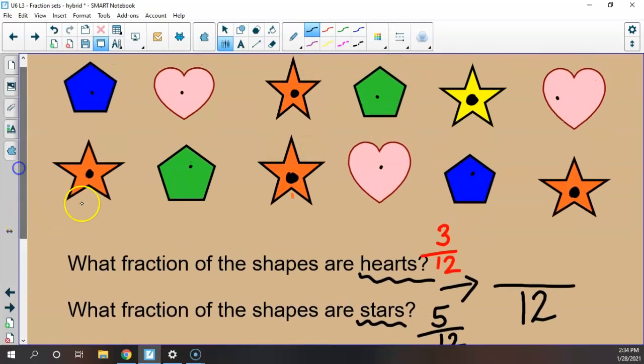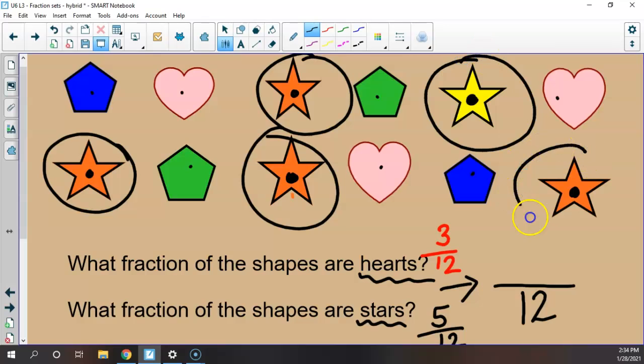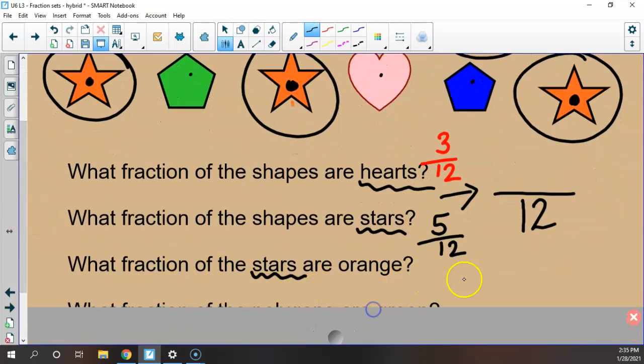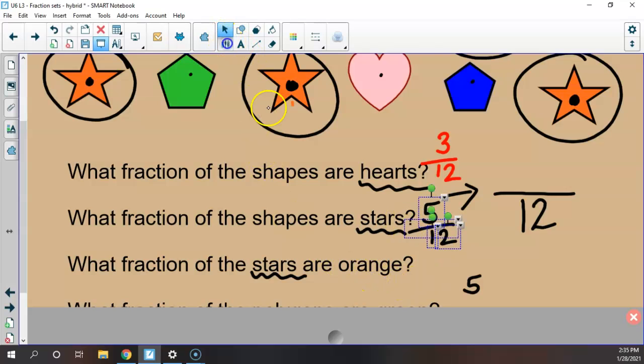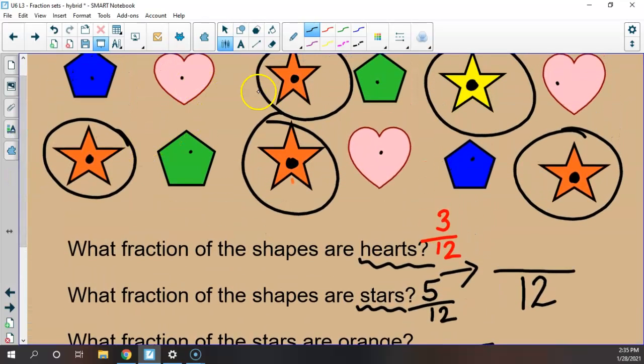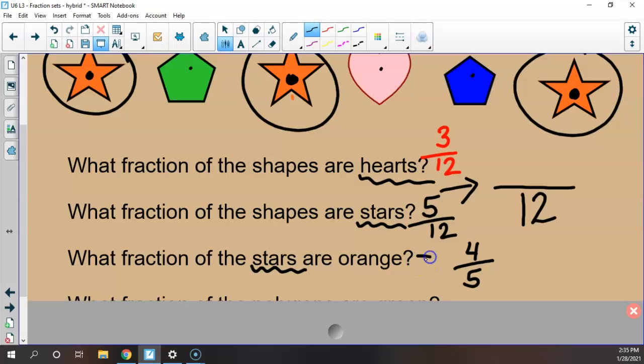So I need to first find out how many total stars I have, which I did up here with my last fraction, but I have 1, 2, 3, 4, and 5 stars. So that's going to be my denominator, the bottom number. That's my whole. So it's going to be 5 as my denominator. My denominator is going to be 5. And how many are orange out of those 5 stars? Well, there are 1, 2, 3, 4. So that means that 4/5 of the stars are orange.